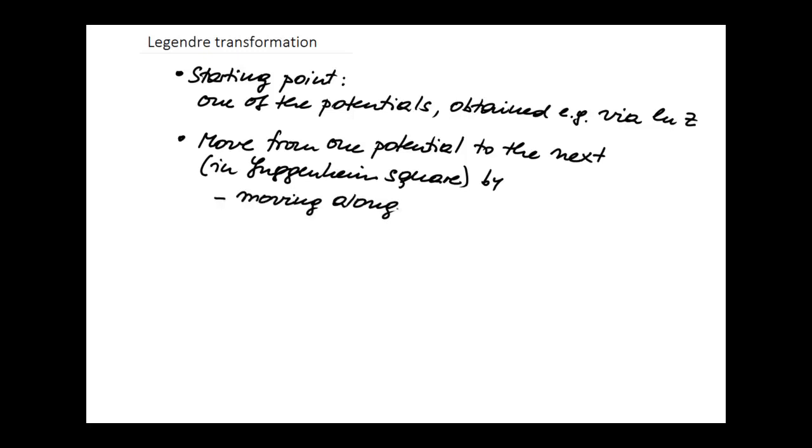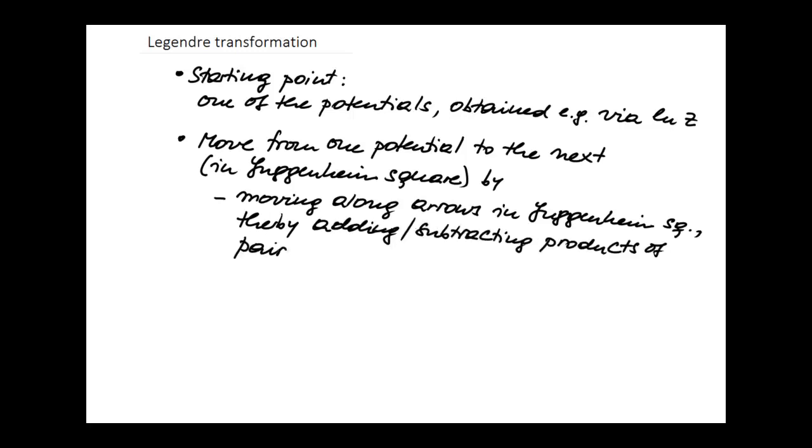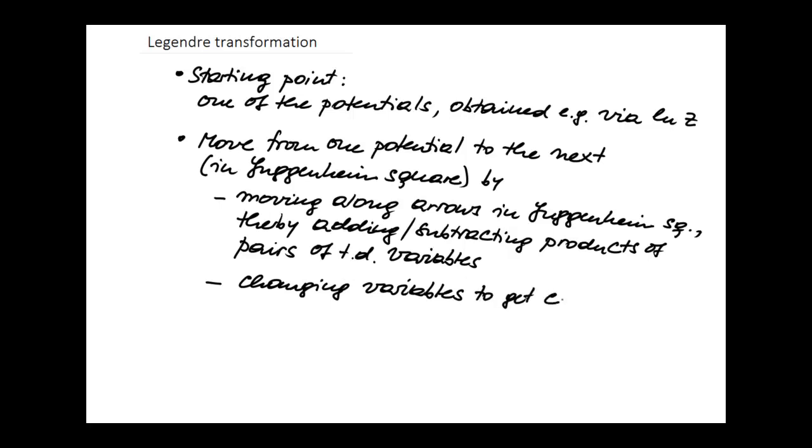You move along one of the arrows in this Guggenheim square, and when you do that, depending on whether you go parallel or anti-parallel to this arrow, you add or subtract the product of the two ends of the arrow. So thereby adding or subtracting the product of the two opposite ends, so these are pairs of thermodynamic variables. And then you have to change variables because each potential has its own natural variables. So you want the new potential to be expressed as a function of its proper natural variables. So you have to effect a change of variables in order to get the correct dependence of the new potential on its natural variables.